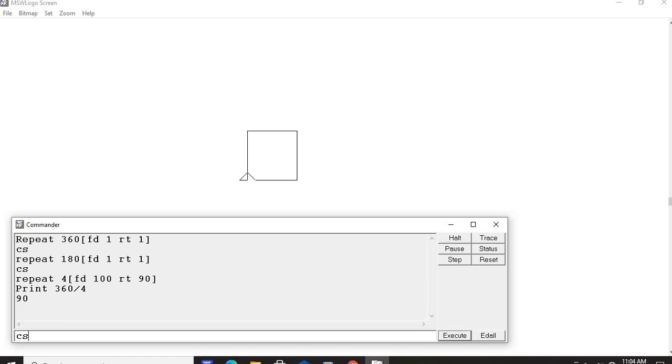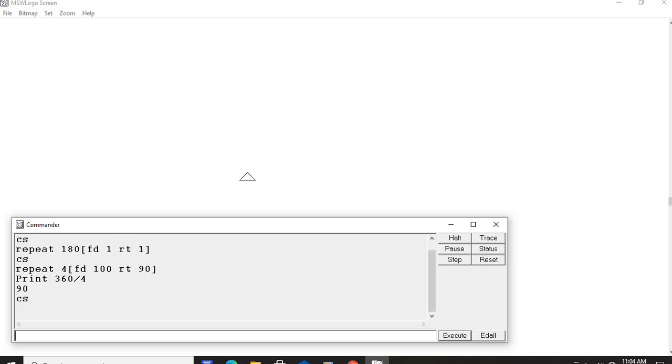Now, we will rub it with the CS command. Then I want to draw a triangle. Now, for a triangle, how many sides are there? There are 3 sides. So, first of all, we will see what will be the angle. So, print 360 / 3. When I divide 360 by 3, what I get is 120. Now, we will write the command.